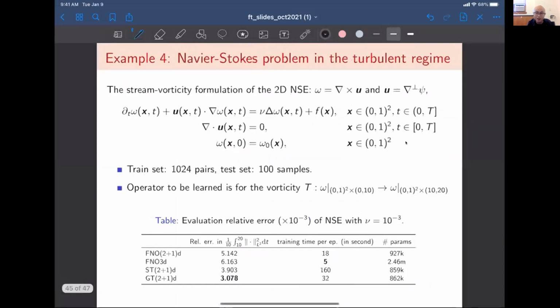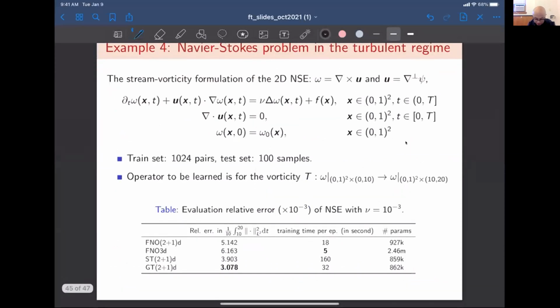Oh, sorry, we have 2 more examples. This is Navier-Stokes. Again, we took the Navier-Stokes data set in the Caltech group's data set, and again the Galerkin transformer performed the best. However, I would like to remind that the Fourier neural operator still trains the fastest, even though the Galerkin transformer is much faster than the softmax one. But the Fourier neural operator, I think, still trains fastest.